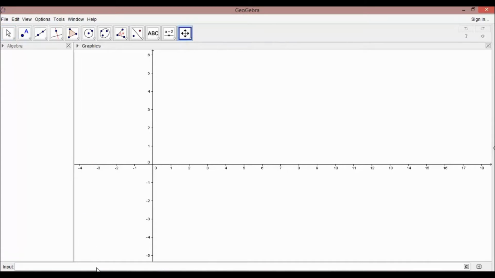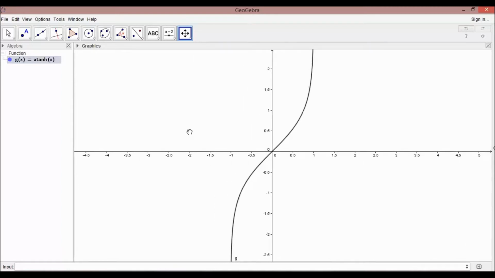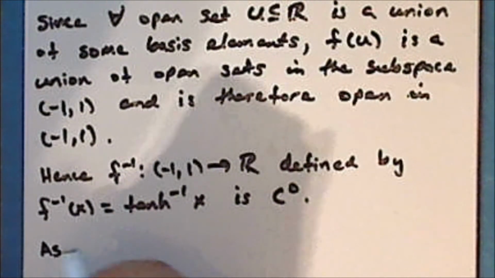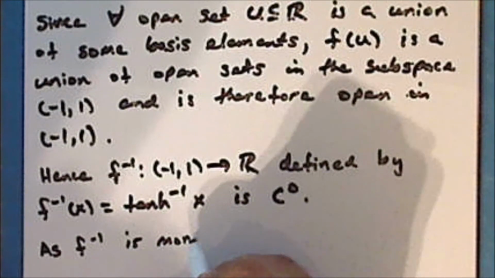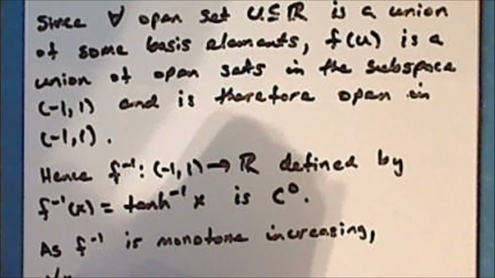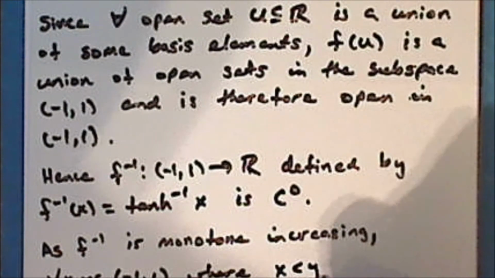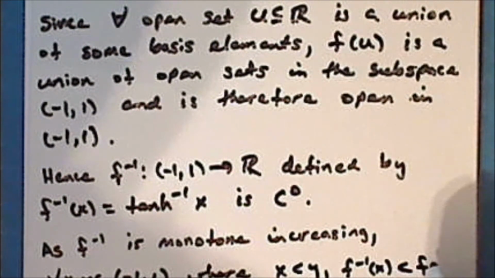Now let's look at the graph of the inverse hyperbolic tangent function. Notice that the vertical lines x equals negative 1 and x equals 1 are vertical asymptotes. And also notice that the inverse function is also monotone increasing. Now, as the inverse of f is monotone increasing, we have that for every pair of points, x and y, in the open interval from negative 1 to 1, where x is less than y, f inverse of x is less than f inverse of y.